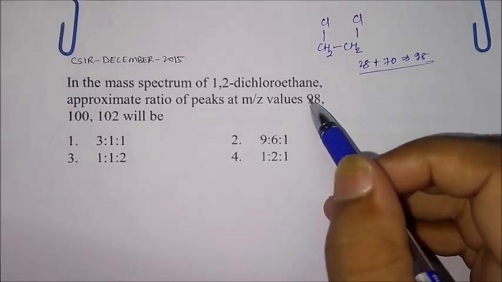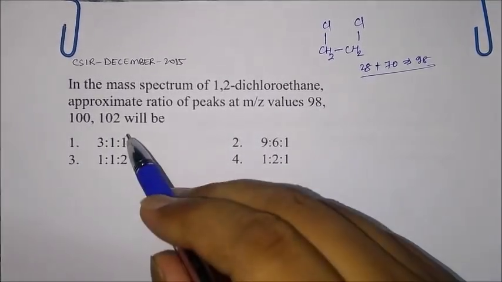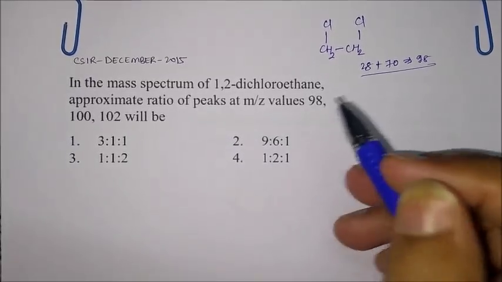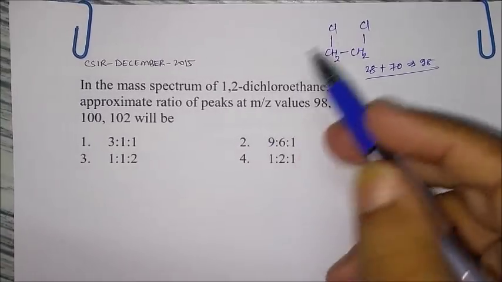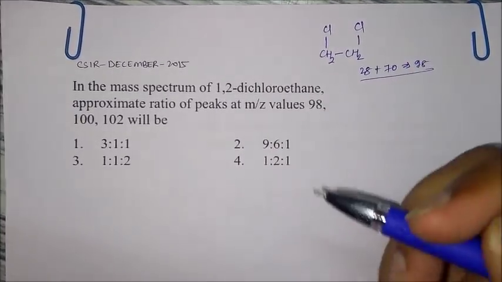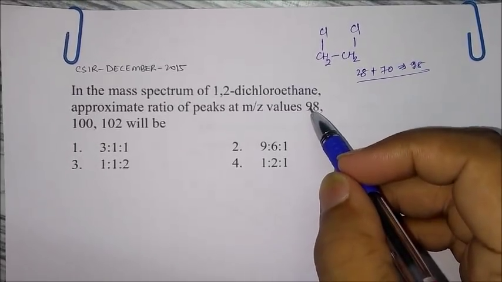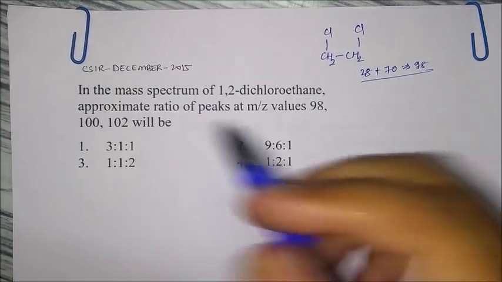Now, see, you are getting M plus 4 peak. M plus 4 means 98 plus 4, that is 102. You are getting this peak also. That means in your molecule there are 2 chlorines, that is already given, but if only data is given, then also you can think of it. Okay, so we are having 98 and 100 and 102.